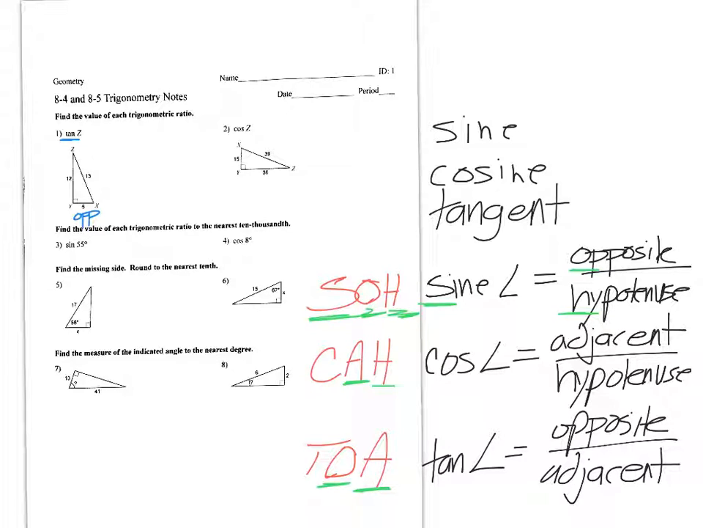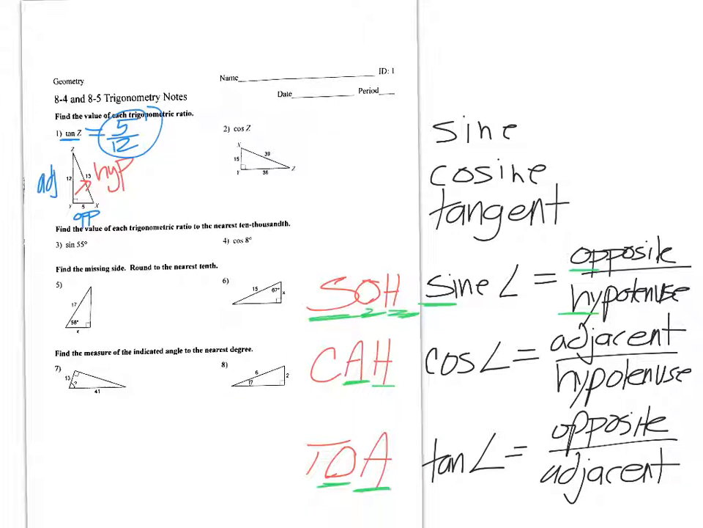Now, adjacent is the side next to z. Well, z has two sides right next to it, 12 and 13. But 13 is always the hypotenuse because it's across from the right angle. So one thing to get in the habit of is always labeling the hypotenuse. It's always the one across from the right angle. So in this case, 12 is the adjacent side. So we write our ratio, opposite over adjacent, and there's our answer.